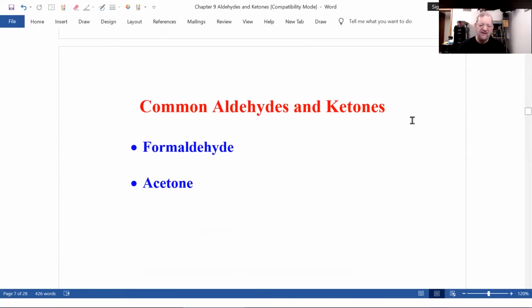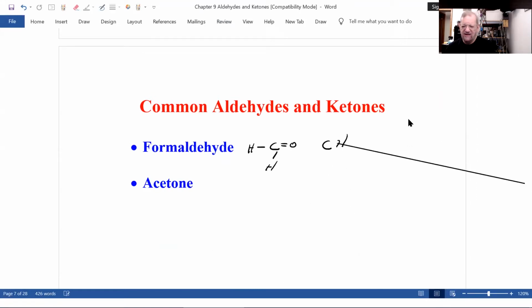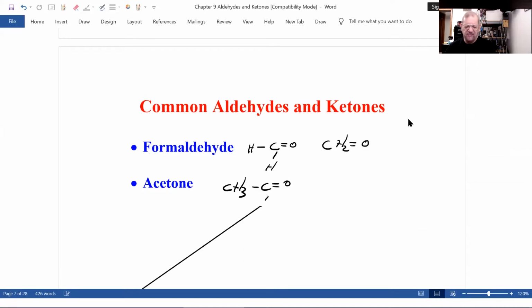And now, 2 important common names I talked about. You should know the structure of formaldehyde, which is the simplest aldehyde, and there are 2 ways you can draw it, is this molecule. And I talked to you about the dangers of formaldehyde. And then you should know how to draw the structure of the simplest ketone, which is acetone.